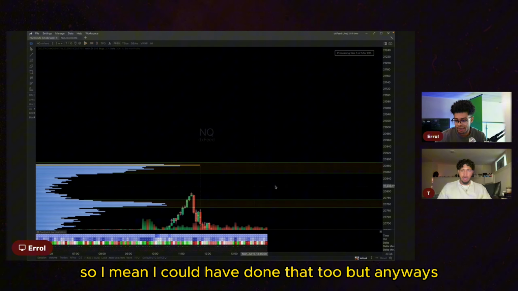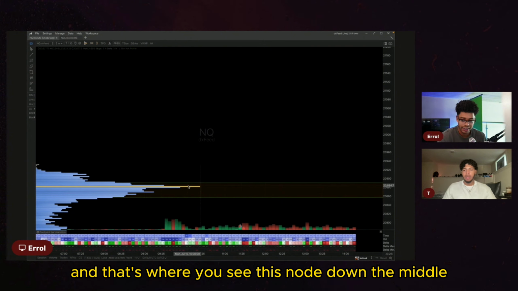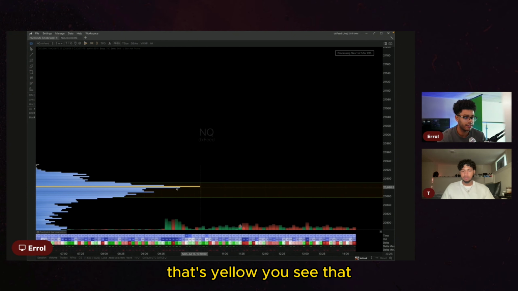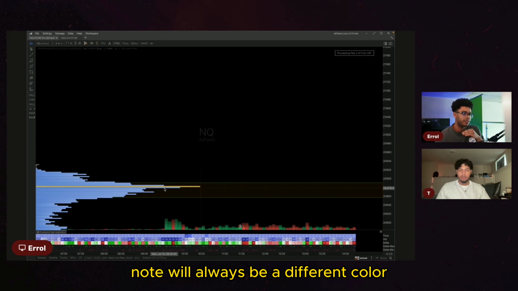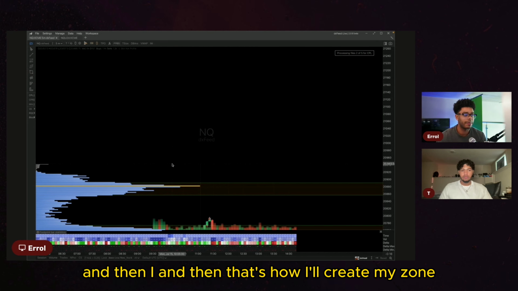So, I mean, I could have done that too. But anyways, I'm mainly paying attention to the area where it has the highest volume node. And that's where you see this node down the middle that's yellow. You see that? The highest volume node will always be a different color. So I'll just look for that area on the chart, and then that's how I'll create my zone.